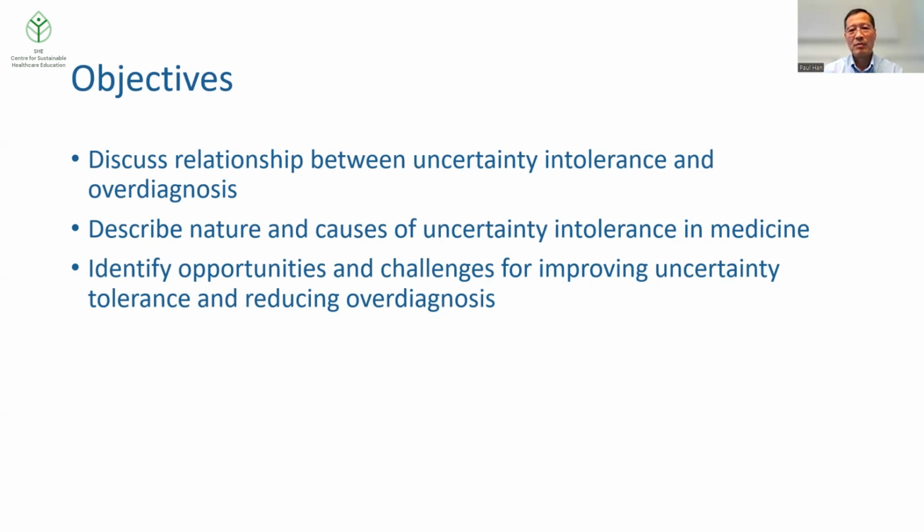But my remarks are going to be somewhat speculative, and I just want to put out some thoughts more as a starting point, potentially, for some further work in the future. And I'm going to describe the nature and causes of uncertainty, tolerance, and intolerance in medicine as a way of talking about this potential connection between these two phenomena. And then finally, try to identify some opportunities and challenges for perhaps improving uncertainty tolerance in medicine, and as importantly, as a potential means of reducing overdiagnosis.